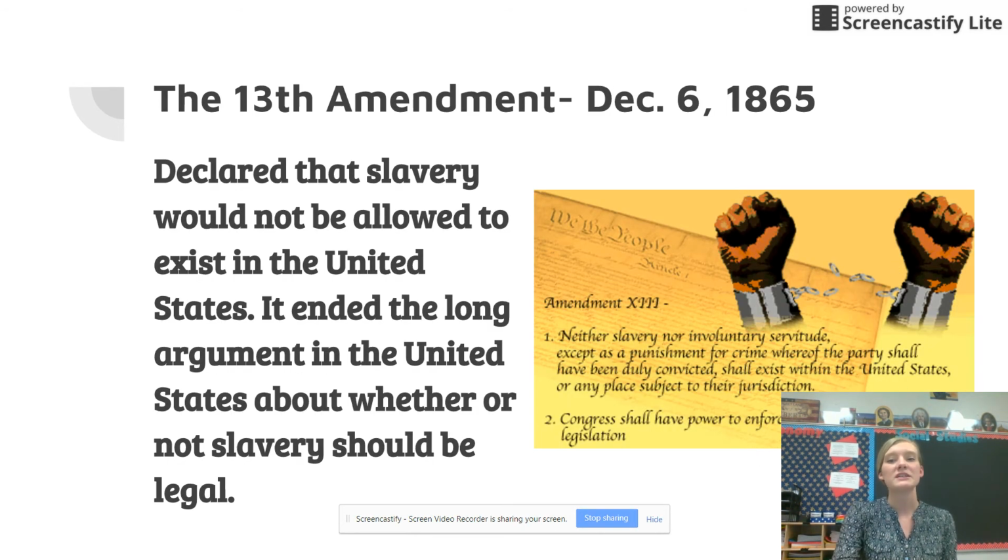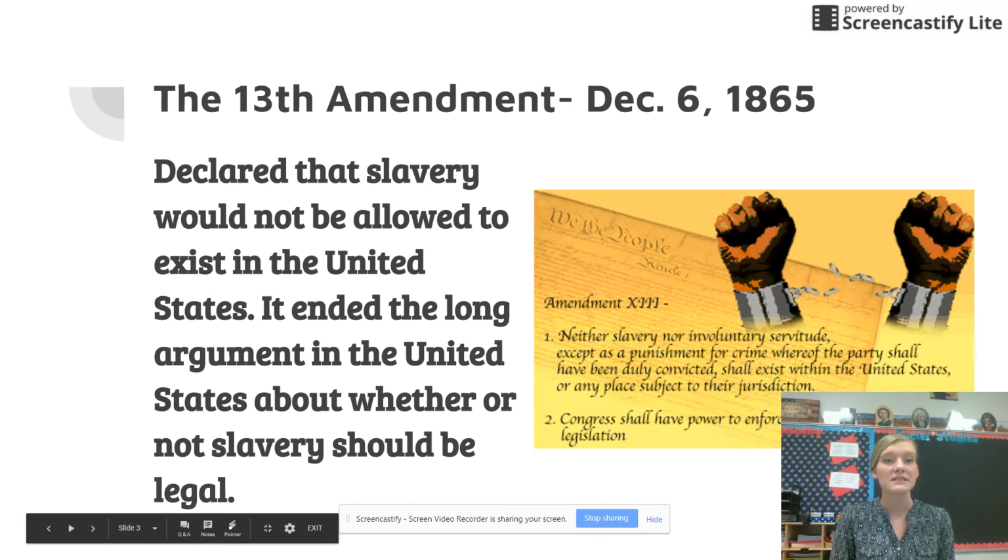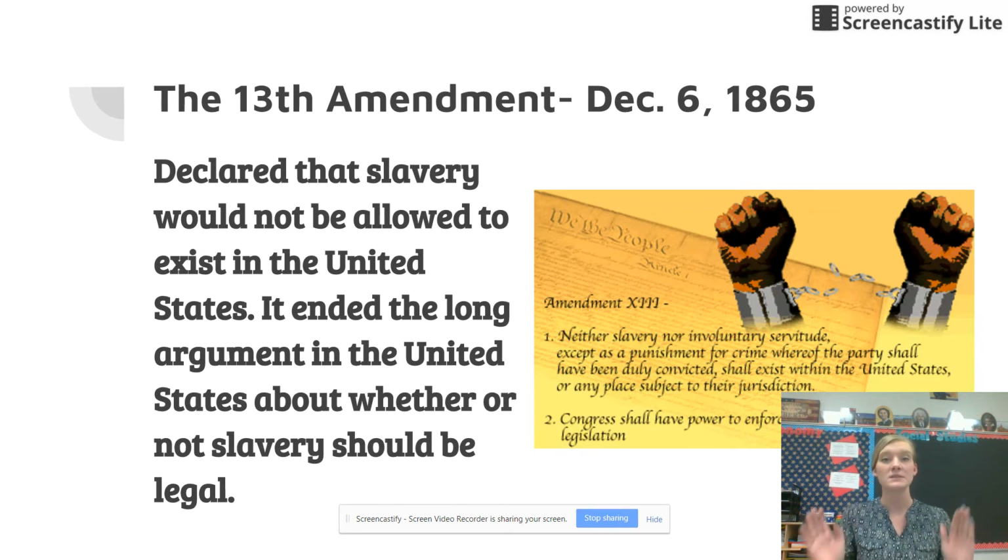The first one is the 13th Amendment. The 13th Amendment declared that slavery would not be allowed to exist in the United States. Remember when we talked about the causes of the Civil War? There were 2: slavery and states' rights. This amendment completely ended the conflict between people who are pro-slavery and anti-slavery. Now slavery was illegal. There was no in-between, no ifs, ands, or buts. This was the amendment that was meant to settle that dispute.